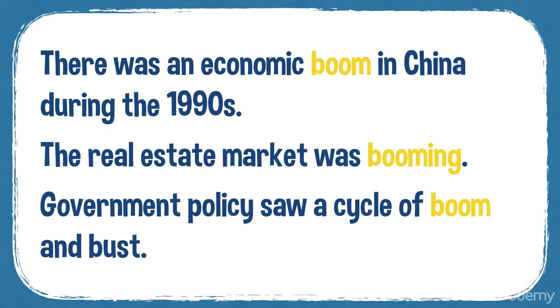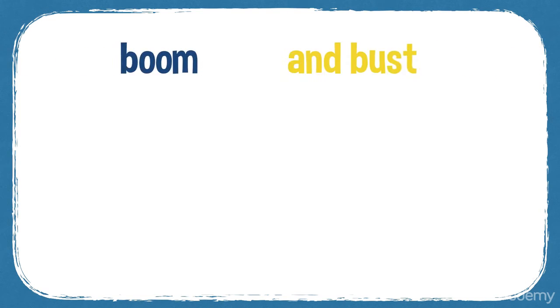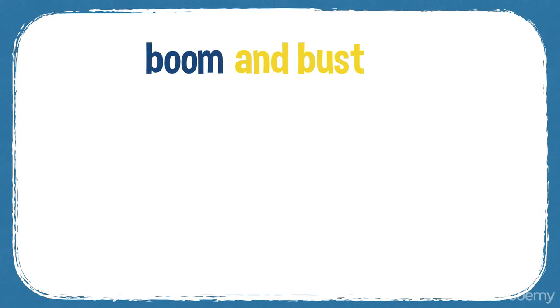Government policy saw a cycle of boom and bust. Boom and bust are opposite, so a boom is when the economy is growing rapidly. Bust is when it's not growing, it's either stagnated or it's declining. So boom and bust often go together. So sometimes governments, they make the economy expand really fast, but those policies then lead to a bust.